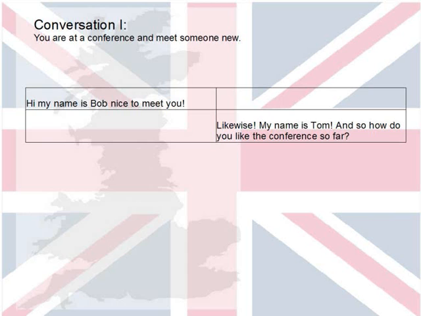The first one is saying, hi, my name is Bob, nice to meet you. And the answer would be, likewise, my name is Tom, and so how do you like the conference so far? You can see this is just a simple start in the conversation. If you introduce yourself, of course you should use your name, this makes it easier for the conversation. And here we have Bob and we have Tom.